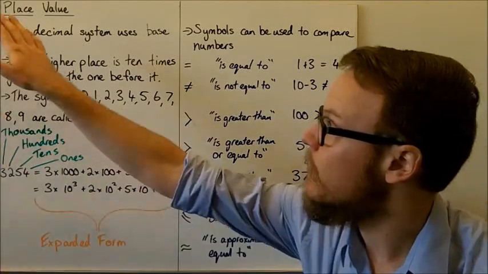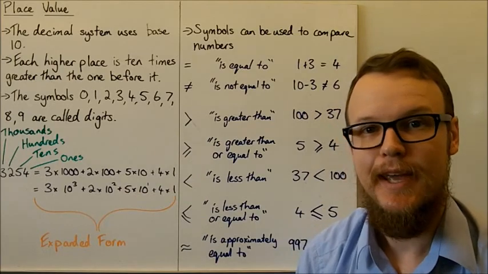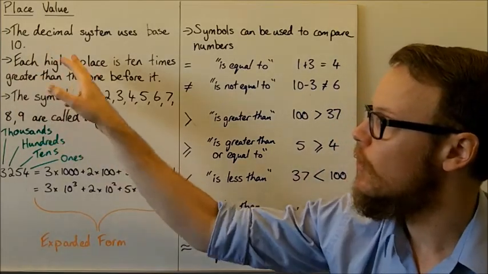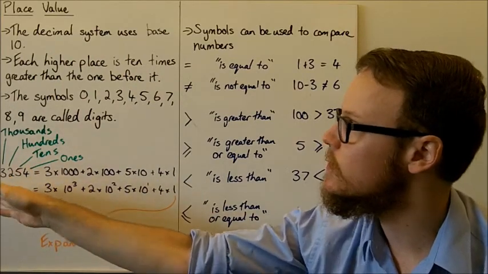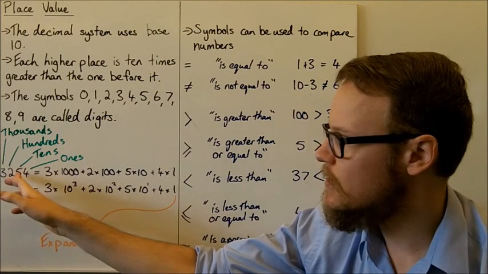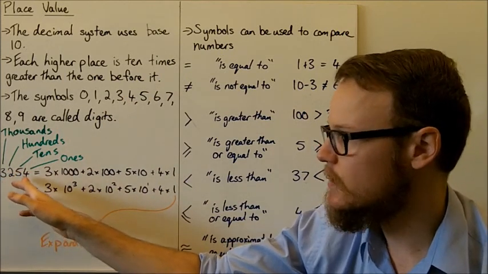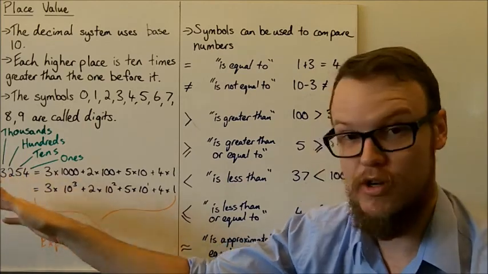Today we're going to be looking at place value. The decimal system uses base 10. That means that each higher place, higher up the number, as we go from ones to tens to hundreds to thousands, is 10 times greater than the one before it. So the tens column is 10 times the ones, the hundreds column is worth 10 times the tens, etc.